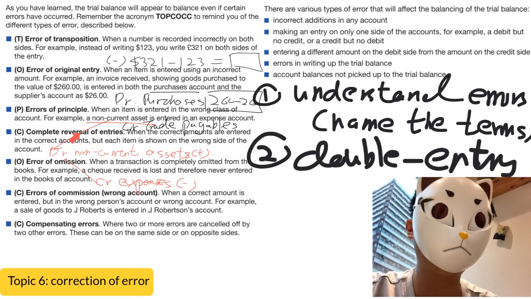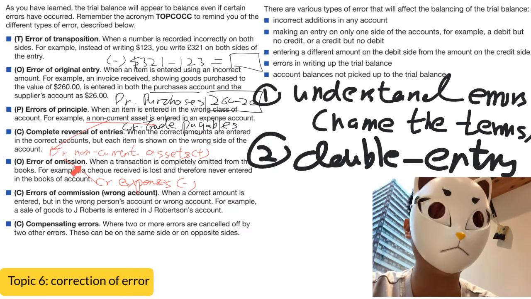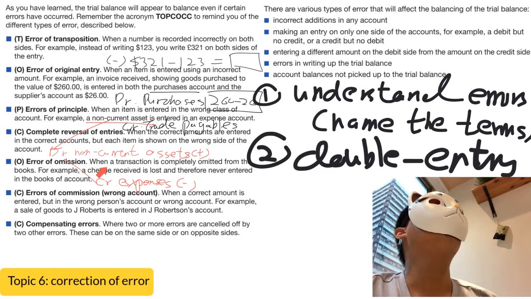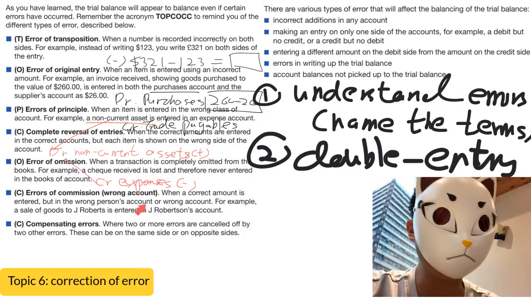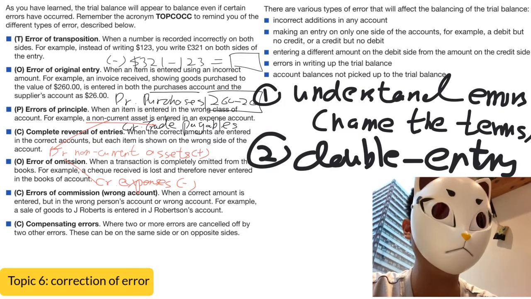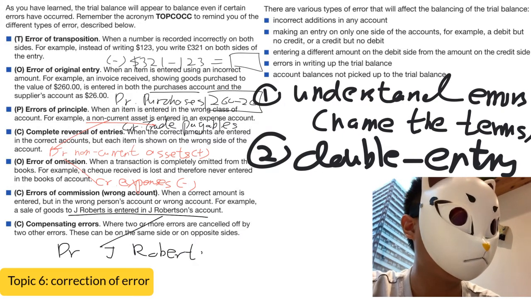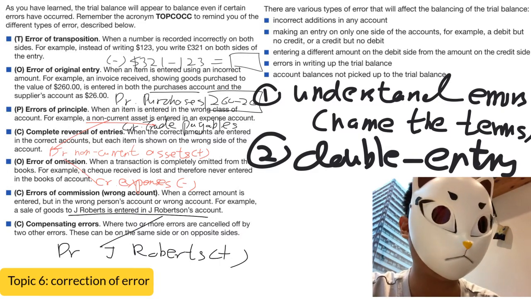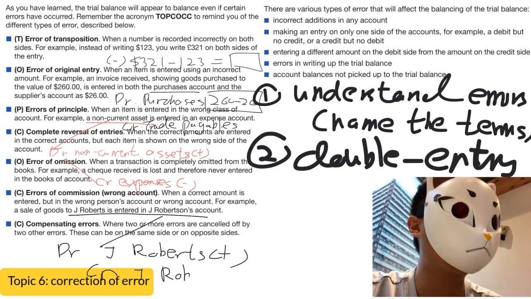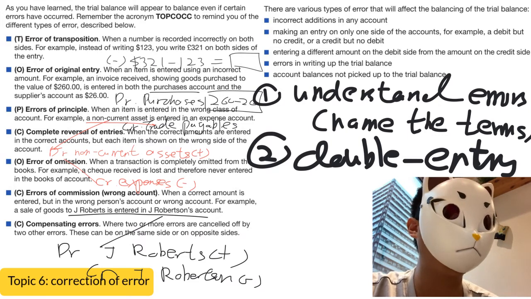And for the complete reversal, very easy, right? You just need to reverse completely and do it again. For number 5, the error of omission, you just do it. For number 6, error of commission. Say for example, sales of goods to J. Roberts is entered to J. Robertson. This is called commission. First of all, you need to debit J. Roberts to add it up, but on the other hand, you have to credit J. Robertson's to deduct the amount. So this is called error of commission.